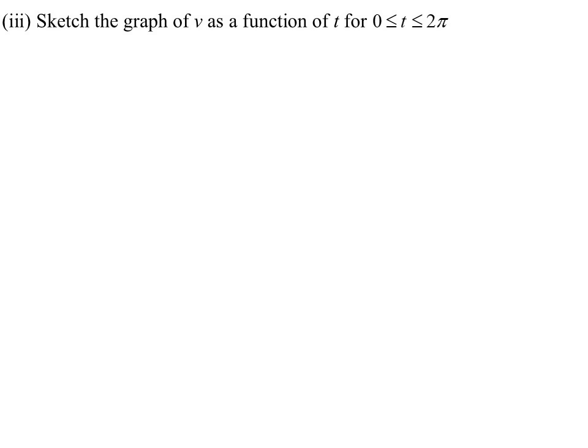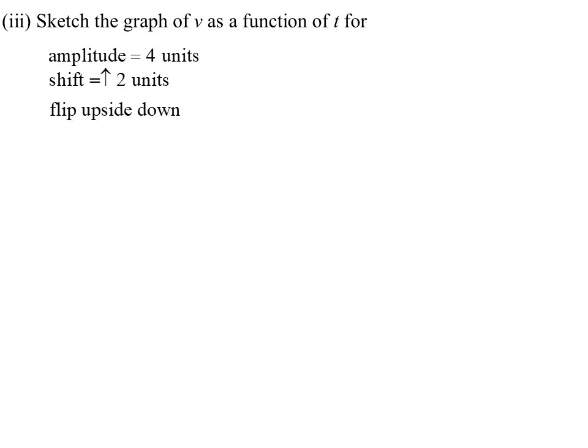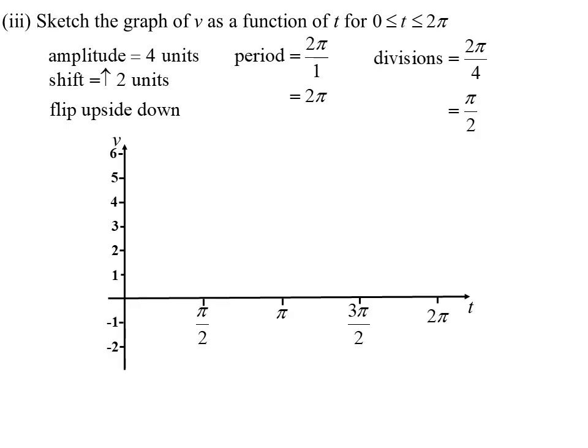Once again, sketch. Just a clever way to get you to draw a trig graph. Okay, amplitude is 4 units. Shift it up 2. Oh, but this time, flip it upside down. Period is 2 pi. I'll mark them off every pi on 2. There's my axes, but I'm going around 2 instead of the x-axis. A cosine curve it was this time, wasn't it?